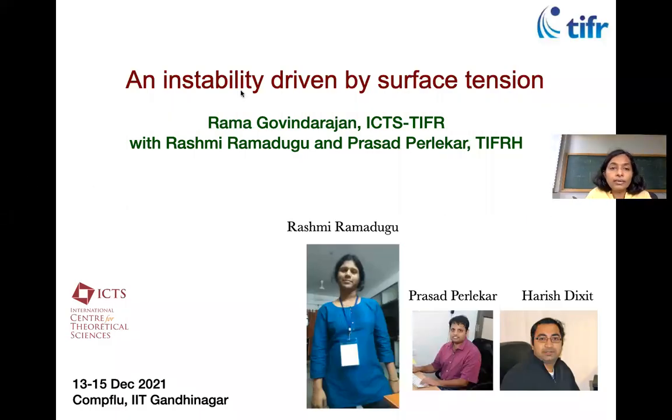Good morning. This is about an instability which is driven by surface tension. Normally, surface tension is thought of as a smoother out of instabilities, a stabilizer. This is work done with Rashmi Ramadugu, in fact, it's part of her PhD. Prasad is her main advisor and an important collaborator in this work. I'll also be alluding to older work done with Harish Dikshit, which is relevant to this.